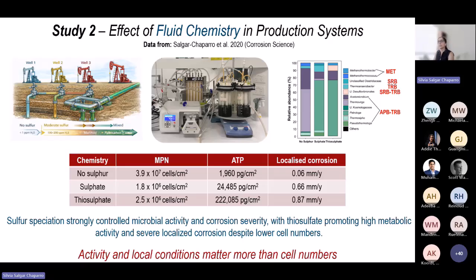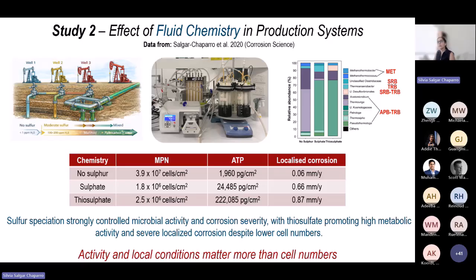Then when I look at the microbial concentration, I can see that the no sulfur condition was the one presenting the highest number of cells, one order of magnitude higher compared to the sulfate and the thiosulfate condition. However, and very interesting, is that when we look at the microbial activity level, this one doesn't correlate with the cell numbers. So in the condition where I had more bacteria, I had the lowest activity level, and at the end I got an insignificant localized corrosion rate compared to the other two conditions.